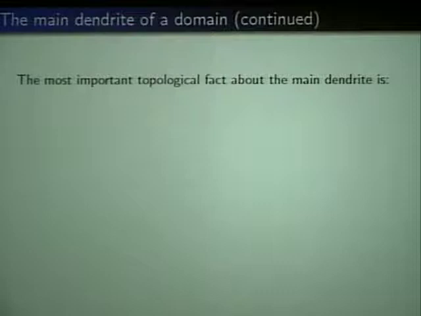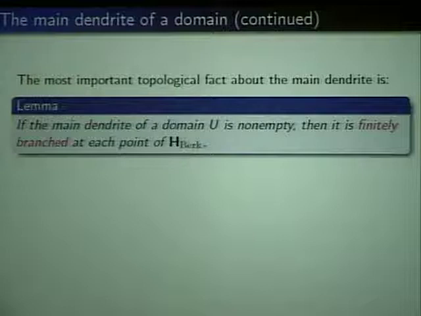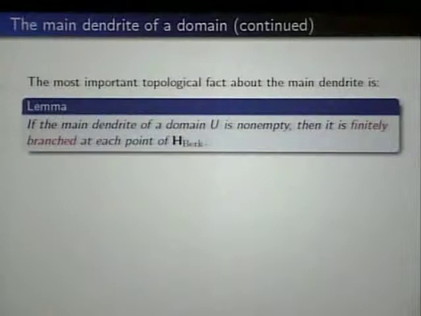And the important topological fact about this main dendrite is this lemma: if the main dendrite is non-empty, then, I guess it's true if it's empty also, it's finitely branched at each point. So this is sort of a locally finite tree. I have an arbitrary connected open subset of Berkovich space, and I draw all paths between all boundary points. It could actually be quite complicated. I mean, the boundary might be an uncountable set, for example. But it's necessarily a locally finite tree. And this follows from the compactness of Berkovich space. I won't give an official proof, but it's a consequence of compactness.